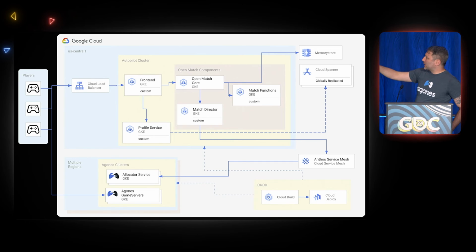Once I get into a game, I can talk to OpenMatch, which will talk to our custom match functions, and be like, OK, cool. In this case, we're going to have 3 players that need to play together. That all goes down through Anthos Service Mesh once we have some players together to go talk to our Agones clusters, which we have in multiple regions around the world. And then also, we have some CI/CD with Cloud Build and Cloud Deploy. Cool? Reasonable. All right.